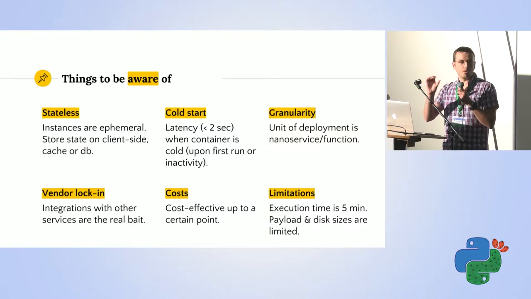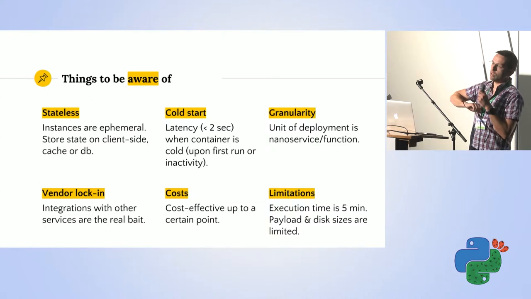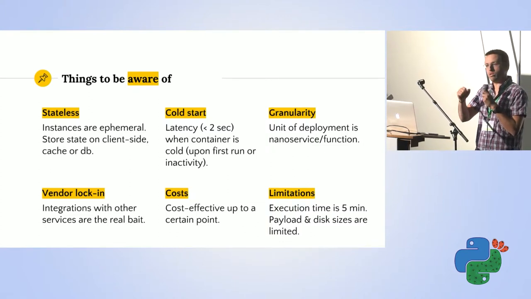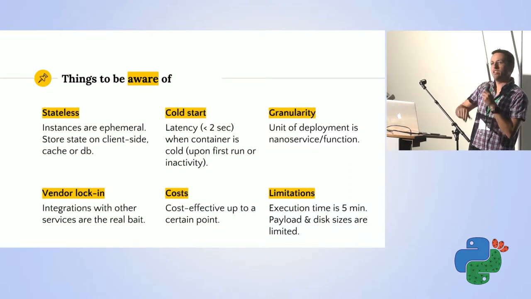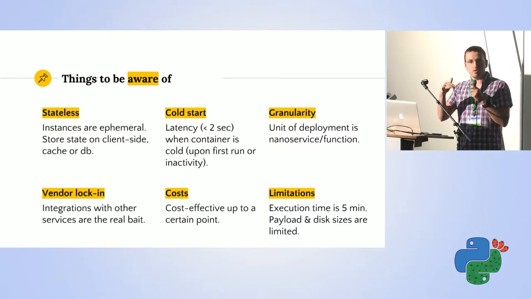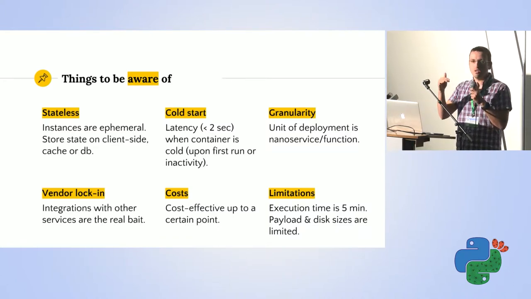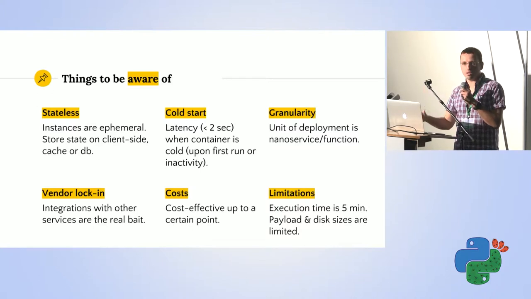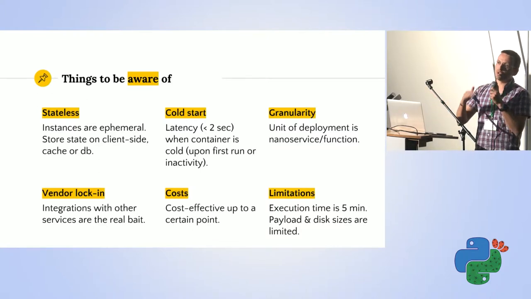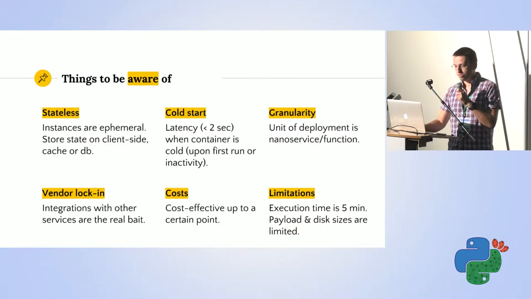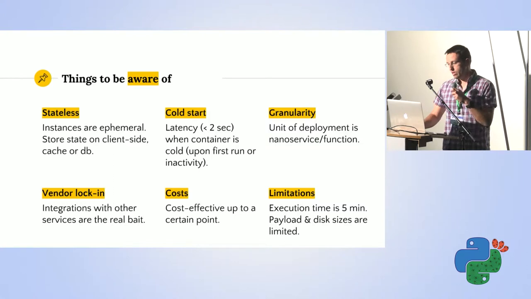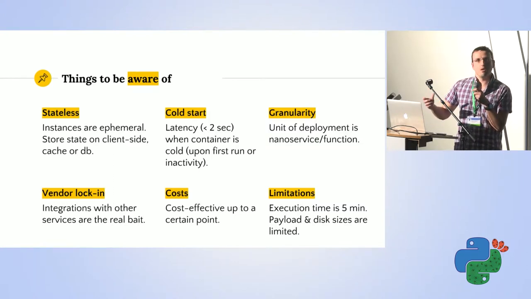The instances are ephemeral. So when there is an event, they will spin up, run, execute the function, and then they might die. So maybe the next time that you call the function, it might take up to 2 seconds for them to run. So again, if you need a super fast response, you should be aware of that. There are some hacks to overcome it, but again, it's not something that's promised by the providers that you will get a super fast response.